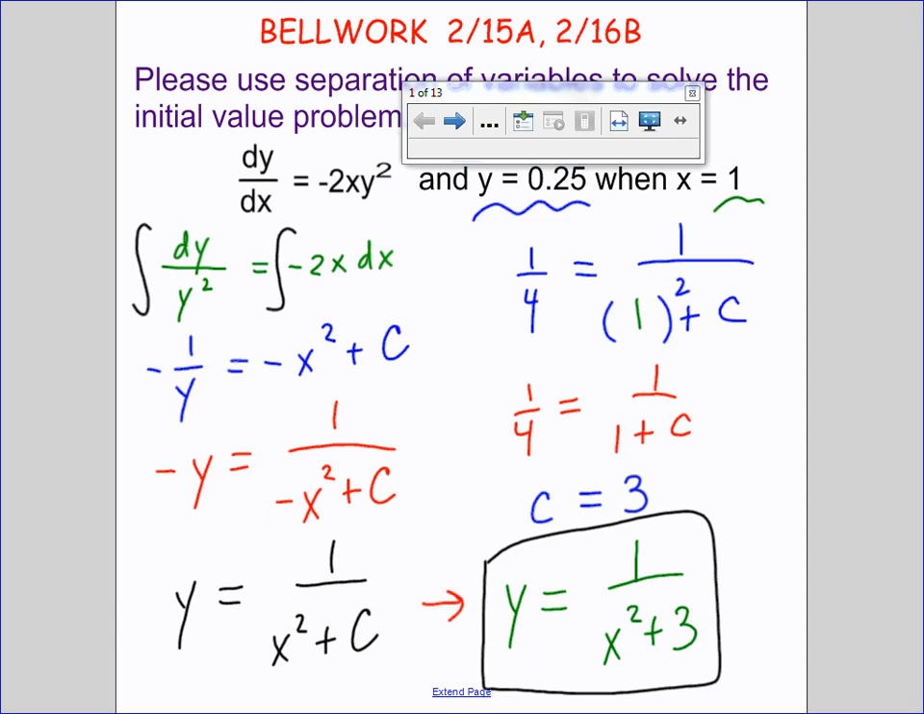I typically solve for y first, solve for c, and then I just rewrite. I don't have to do any solving steps afterwards. You're welcome to plug in right away if you like. You may get a different value of c at the time, but by the time you rearrange it and solve for y, you should get the same exact solution curve. Does that make sense? Awesome. What questions do you guys have on today's Bellwork?